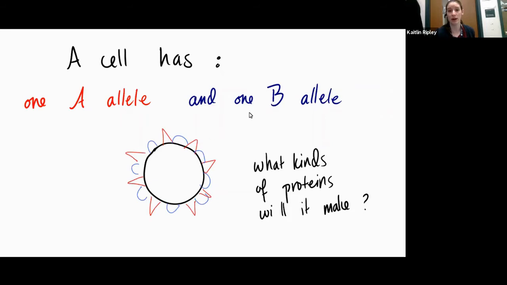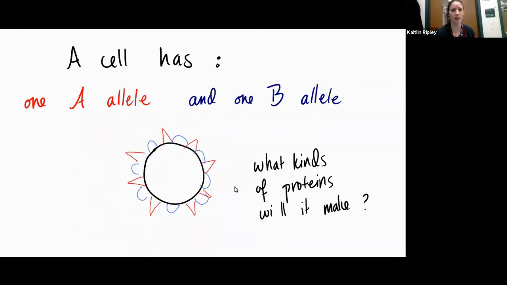So this would be an example of another pattern of inheritance we've looked at, right? Codominance. So neither one is dominant to the other. Both of these are going to be expressed on your blood cells. You're going to have both proteins. And somebody who has both the A and the B protein, we say has type AB blood.